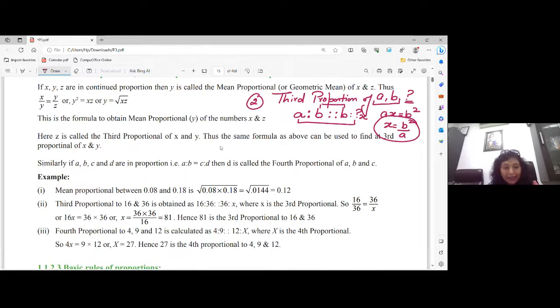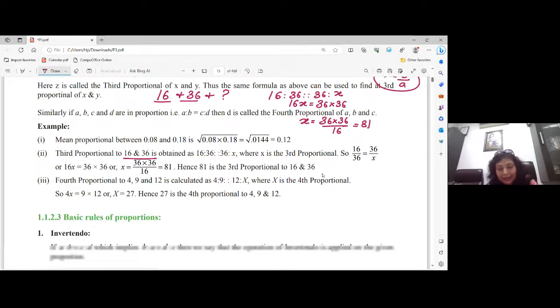Now suppose we have to find out the third proportion to 16 and 36. I have already told you in case of third proportion you have been given just two items. So that means you have to find out the third item. So write it in the proportion form: 16 is to 36 in proportion to 36 is to X. So this is 16x is equal to 36 into 36. So x is equal to 36 into 36 upon 16. So this is equal to 81.